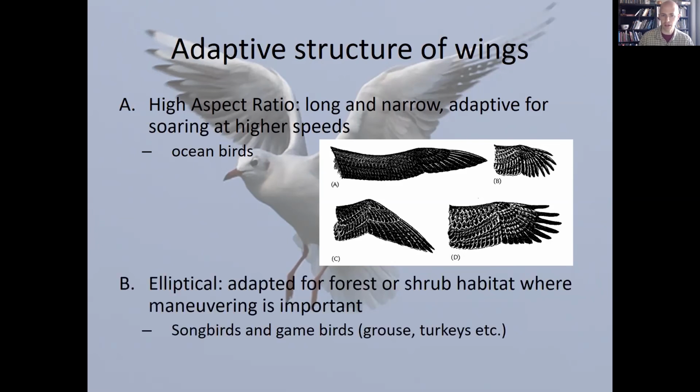Style B, we call an elliptical wing. And this is short and broad. And this is a style wing that you would see in little small songbirds and maybe some more medium-sized birds, like game birds like grouse and turkeys and quail and those sorts of things. And they are going to be good. Number one, being short means they're more maneuverable.